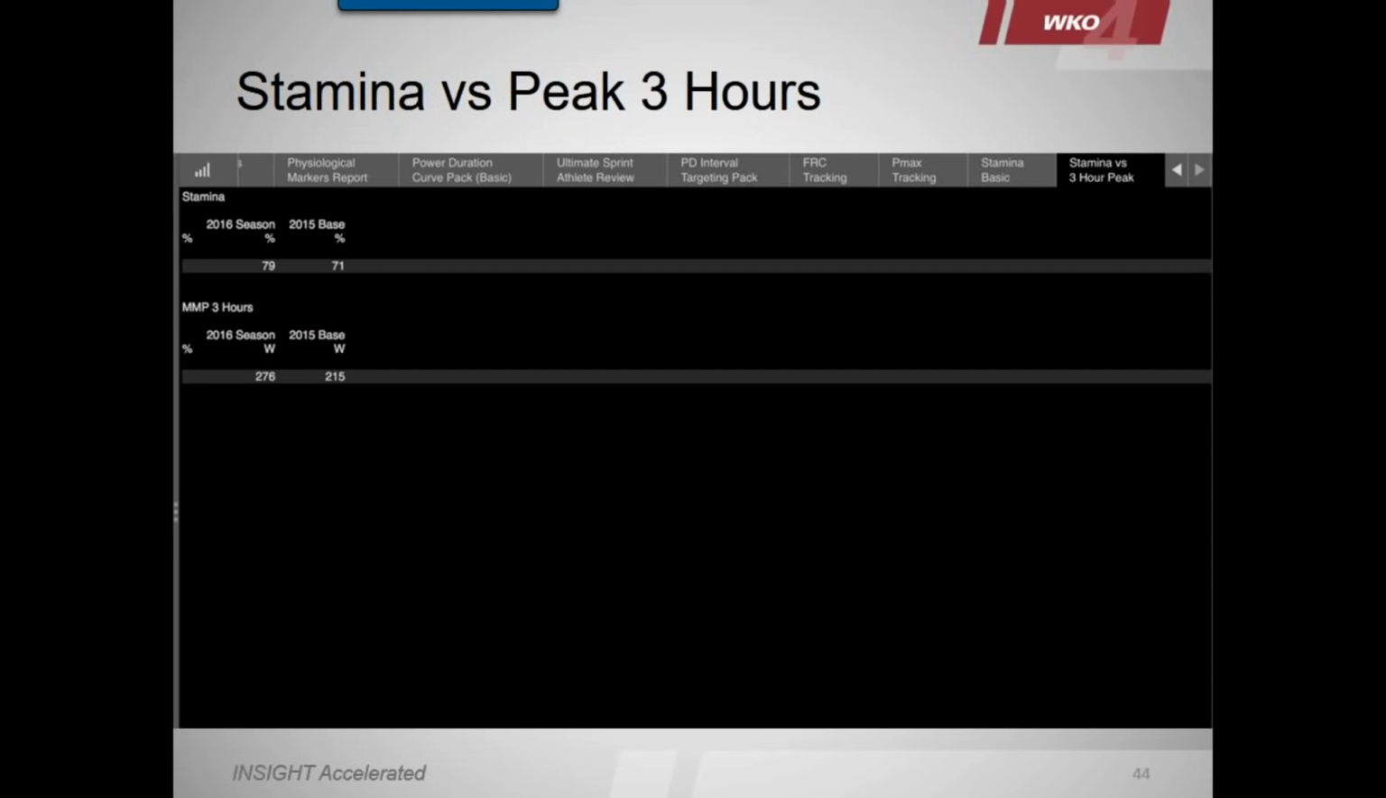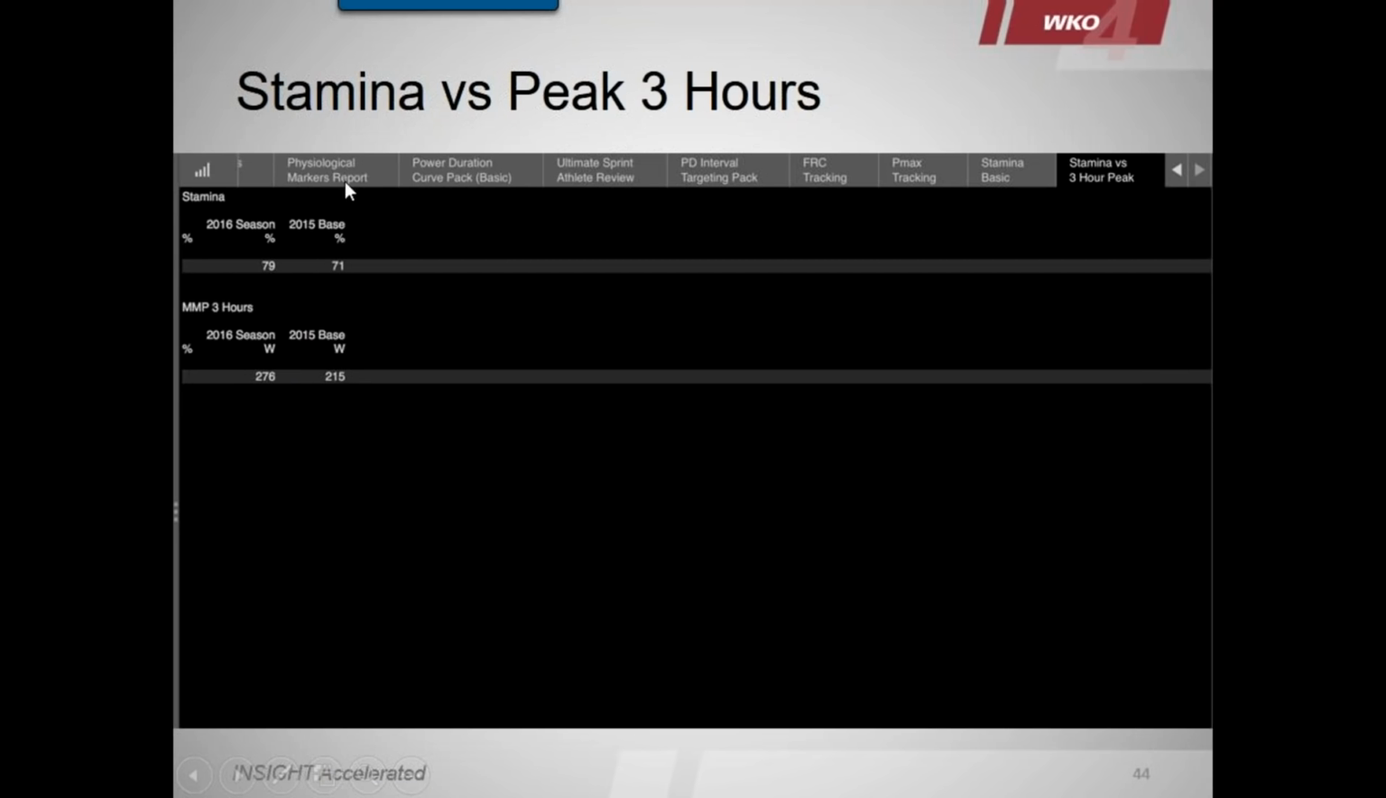This is a report I built. I'm looking at stamina versus peak 3 hours for this athlete. And this is my last slide, you guys, before questions, I think. When their stamina right now is 70, I see, in 2016, right now it's 79. Back in 2015, it was 71. Their 3-hour peak average right now is 276 watts. Back here, their average was 215 watts.